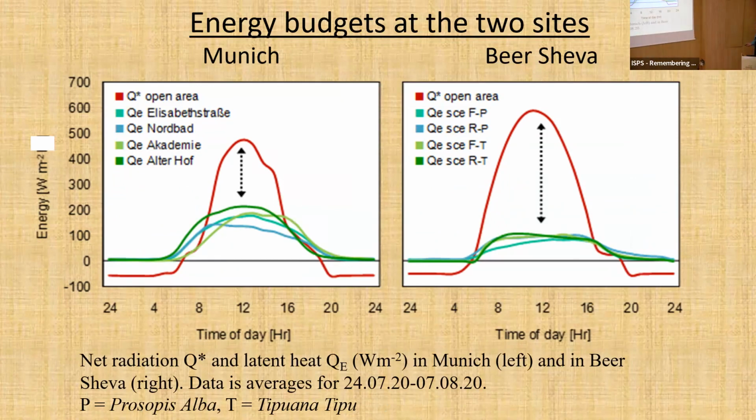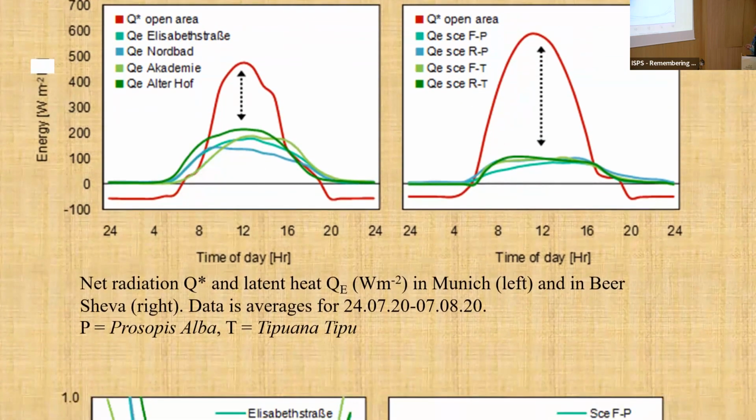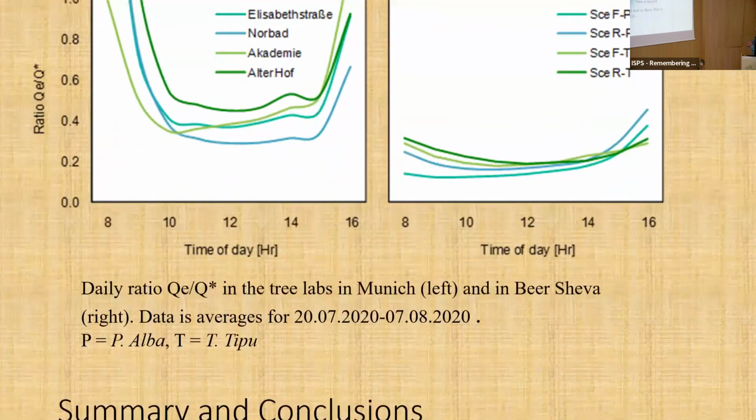So we see the difference here in the energy budget, and we see the large difference of the relatively low latent energy in Beersheba compared to the higher latent energy of the trees in Munich, and compared to the differences in the net radiation that we can compute for these forest areas. Okay, and this is just the same.